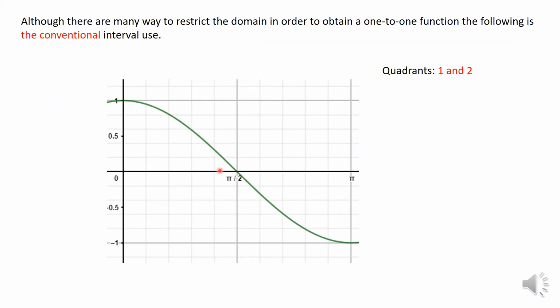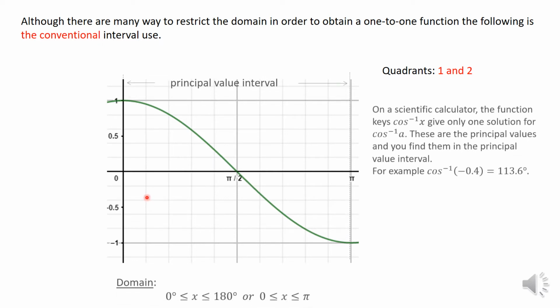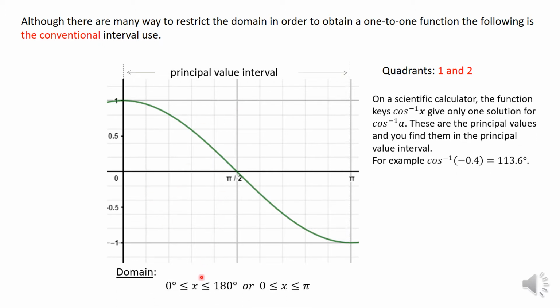This is the conventional interval that is used when we are dealing with the cosine function. We are only working with the principal interval of 0 to 180 degrees, or 0 radians to pi radians. This is the part of that graph that you have seen in the previous slide, the part we use conventionally. We are going to look for answers in the first and second quadrant.